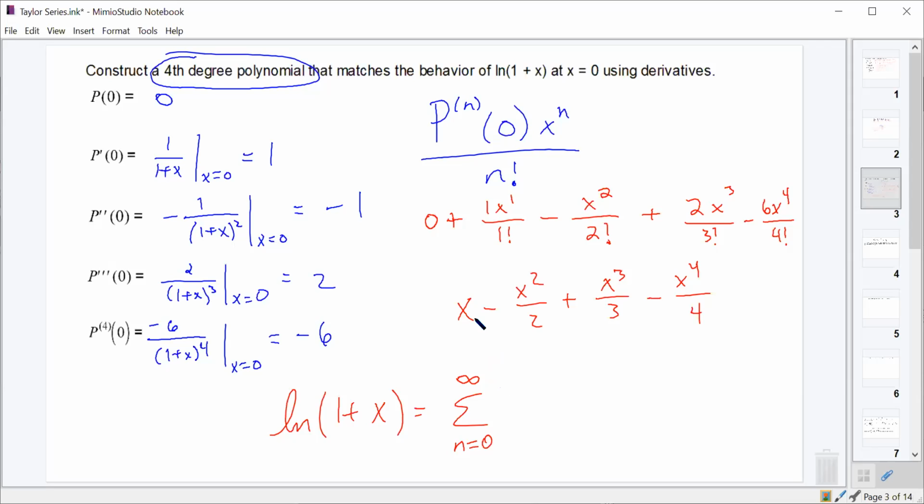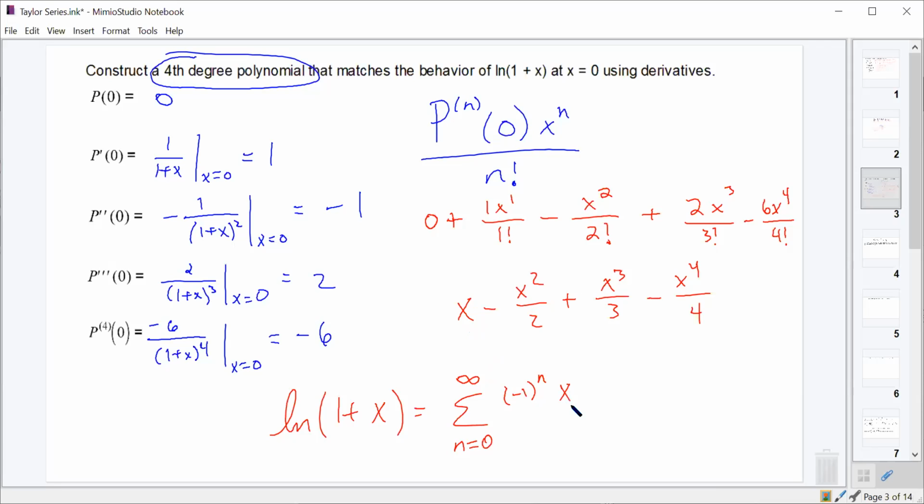It's alternating, right? Positive, negative, positive, negative. If I do -1 to the n, that would be -1 to the 0, which would give me a positive. -1 to the 1 would give me a negative. -1 to the 2 would give me a positive, and so on. So that'll make it alternate.